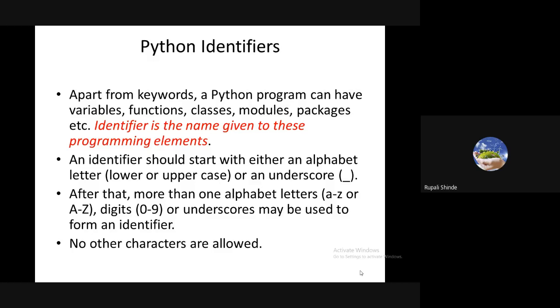Okay, as they have given here, apart from keywords, a Python program can have variables, functions, classes, modules, packages, etc. Identifier is the name given to these programming elements. Whatever elements we are going to use, whatever name we have assigned to these elements, it is nothing but the identifiers. Okay, an identifier should start with either an alphabet.